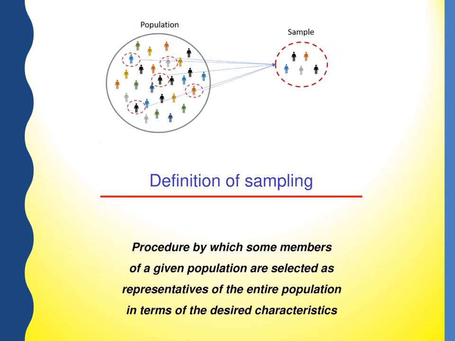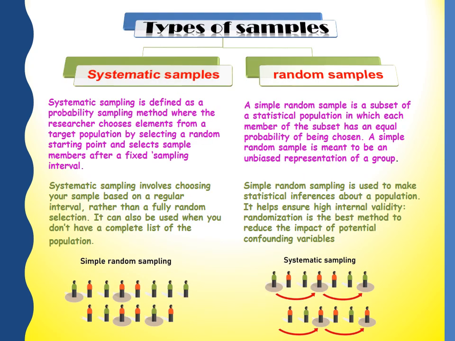Definition of sampling: the procedure by which some members of a given population are selected as representatives of the entire population in terms of the desired characteristics. Types of samples: systematic samples and random samples.